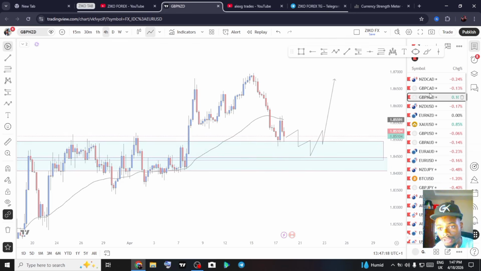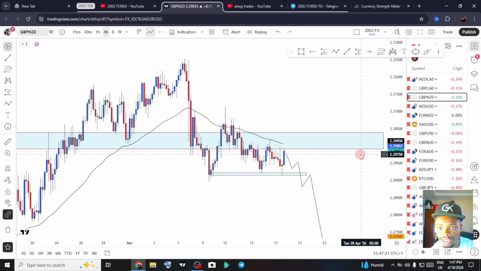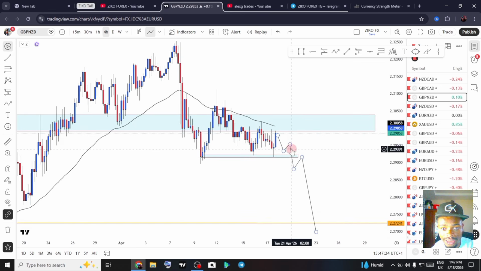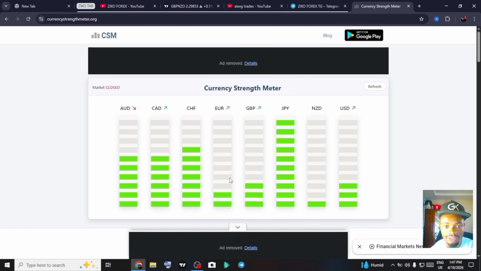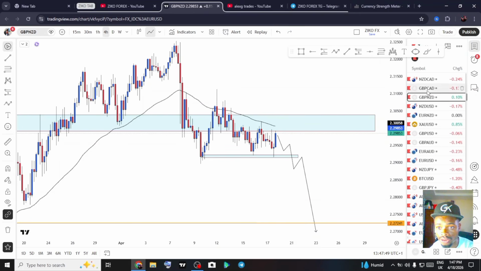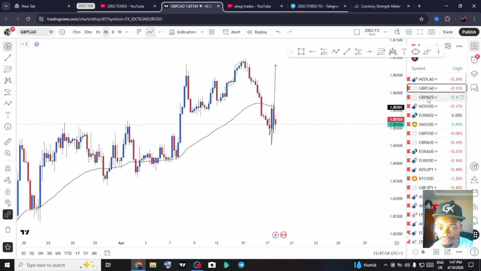GBPNZD, next pair. So GBPNZD, I'm expecting for price to actually have a break and retest to potentially continue selling, right? That shows me that GBP, I need it to be very weak next week, right? Again, I showed you guys about this thing, so GBP here, I need GBP to actually be very weak. It's already weak right now, by the way, right? I need it to continue being weak, but it seems like it's gaining strength recently, which means it was actually weaker before, right? So we need it to be weak for us to actually sell in this market, but right now it's still gaining strength.